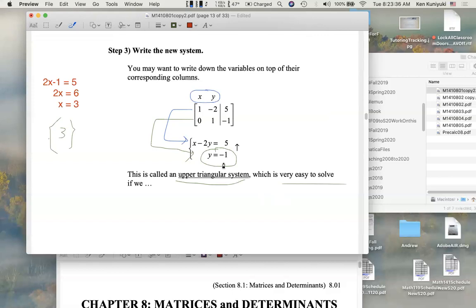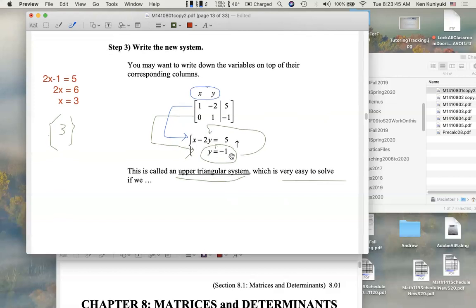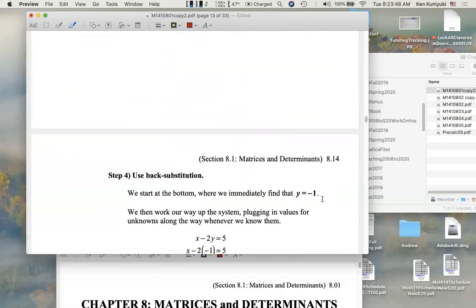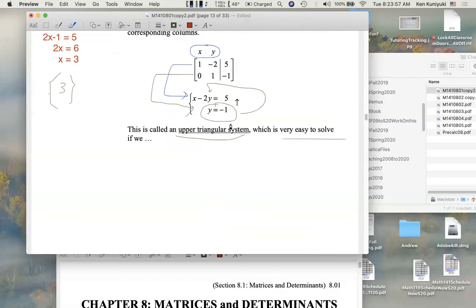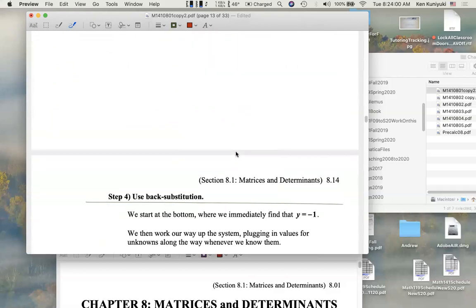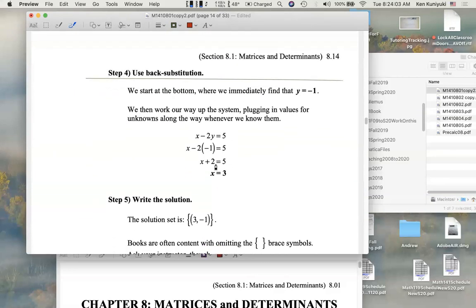y is -1. What do we do to find x? Take the -1, substitute, plug it in, and solve for x. y equals -1, plug in, solve for x. Back-substitution. GEBS, Gaussian elimination with back-substitution. We go up this triangle. So when we plug into that first equation, x minus 2y equals 5, y was -1. x plus 2 equals 5. Subtract 2 from both sides, x equals 3, which is good to know.